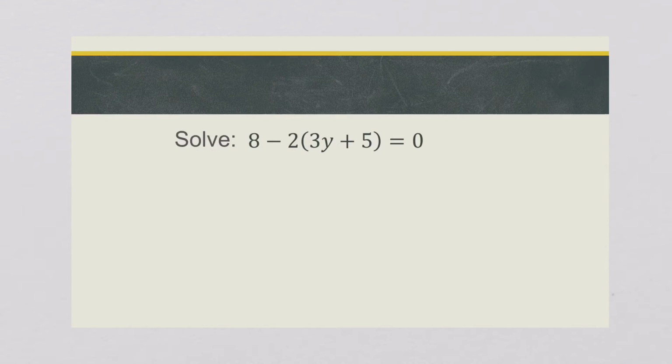So the first thing that you want to do is get rid of those parentheses. Okay? So this 8 I'm bringing straight down. Negative 2 times 3y is negative 6y. Negative 2 times a positive 5 is a negative 10. Now what I want you to see, we have terms that we can combine on the same side of the equal sign. So what is 8 minus 10? It's negative 2. I'm bringing this straight down.